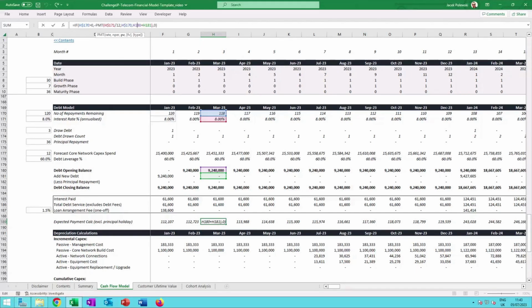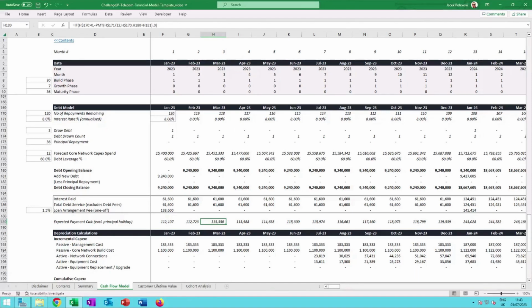So for example, if at the beginning of the month my debt balance was just above 9.2 million, my interest rate was set at 8%, and then I have 118 months left to repay this debt, I would have to make $113,000 of payment in order for me to repay that debt over that period of time.